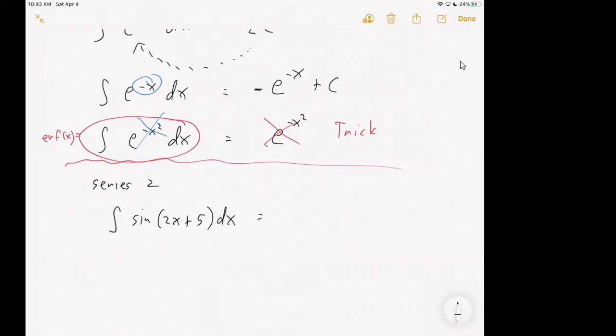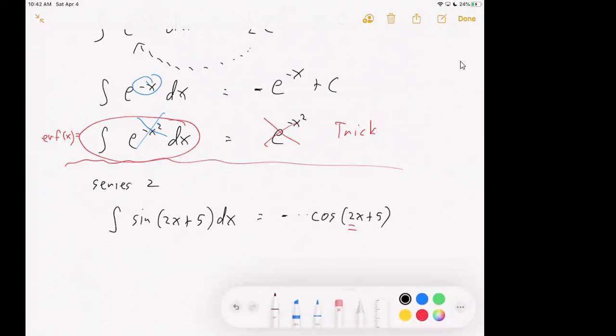I know that the antiderivative has to be a negative cosine, so I'll put a negative. I'll leave a little space, cosine of the same thing back again. I know that the derivative of 2x plus 5 is 2. So I need to put a factor of 1/2 to compensate for the 2x plus 5, which has a derivative of 2. So once again, here's the thinking on this.